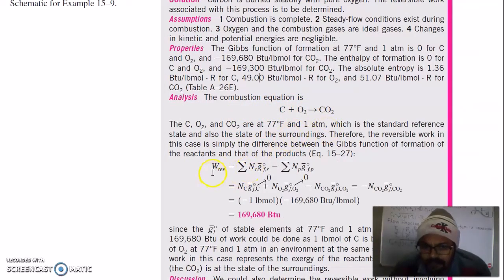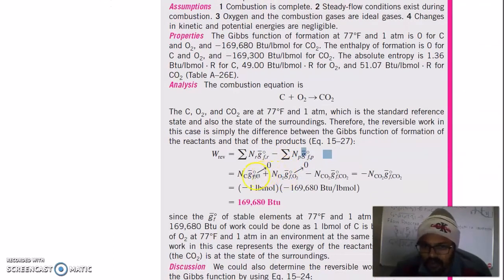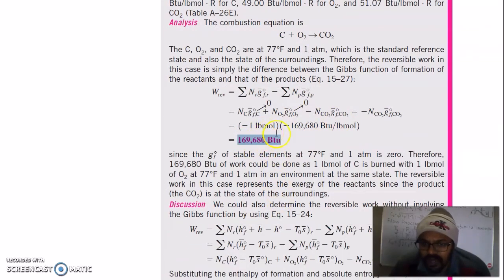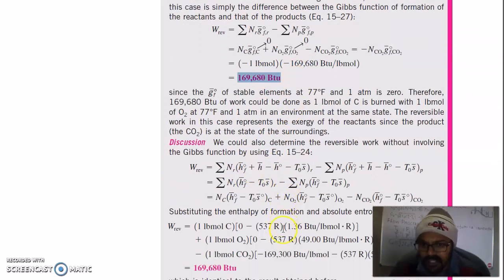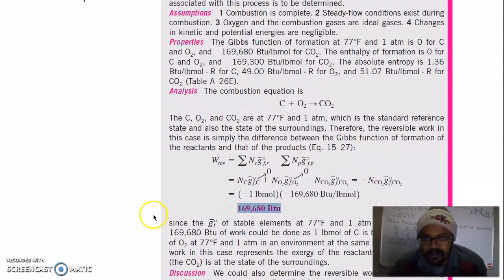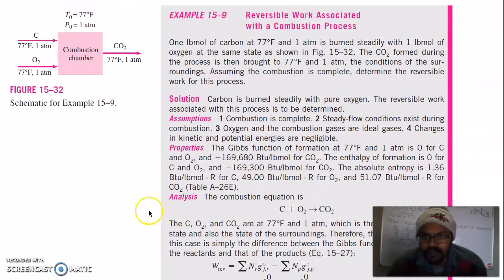Now we will apply the reversible work, which is equal to the number of moles of reactants times the Gibbs function of reactants, minus the number of moles of products times the Gibbs function of products. As we know, the reactants are carbon and oxygen, and for these the Gibbs function is 0, and for the product it is minus the number of moles of product times the Gibbs function. The number of moles is 1 and the Gibbs function is given here, that is minus 169,680. So this is your reversible work. You can also calculate this work using the enthalpy terms, and the answer will come out the same. So this is all about the reversible work associated with the combustion process.